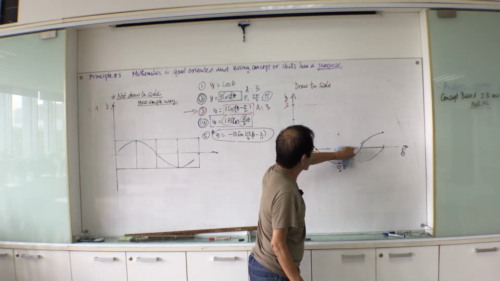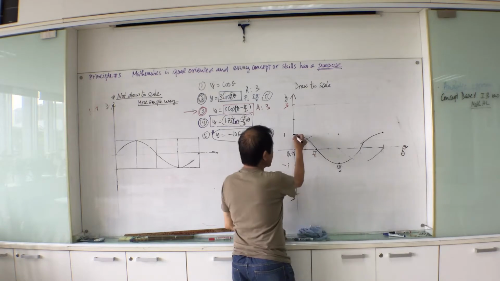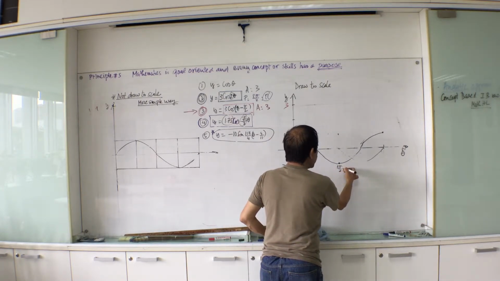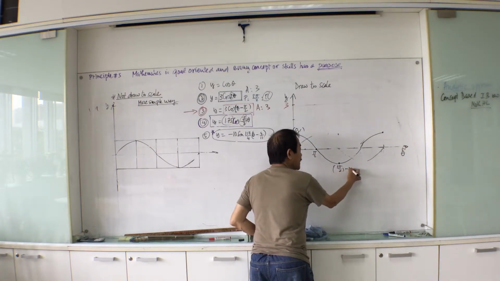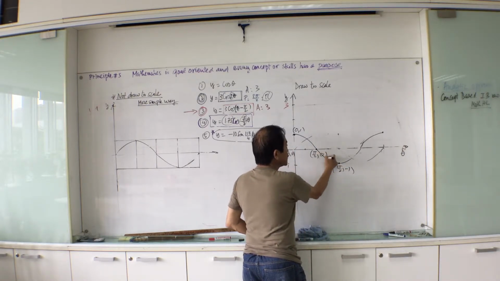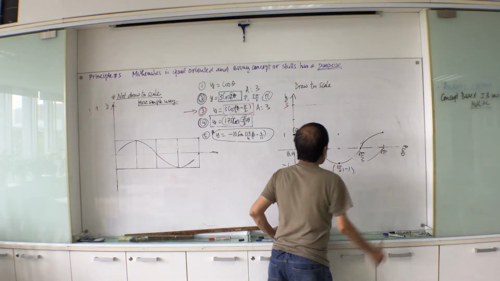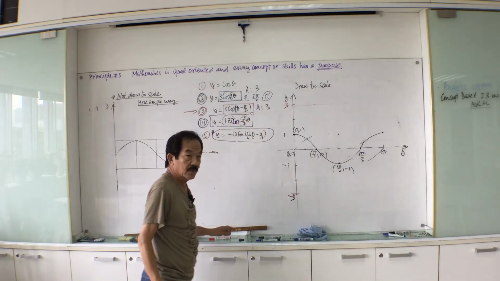Now, then you have to plot the points. You have to plot this point here, 0 and 1. You plot this point here, 3 pi over 2, then minus 1 here, this one 0 here, and this one here is 3 pi over 2, and this one 2 pi. Okay, the period of cosine is also 2 pi.